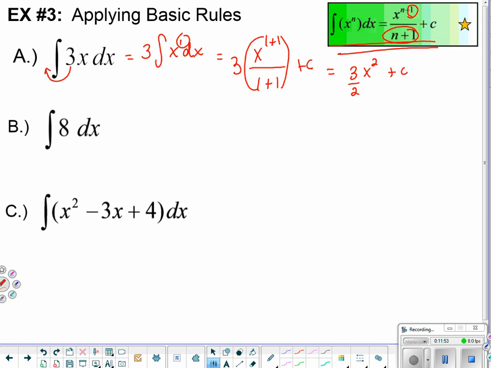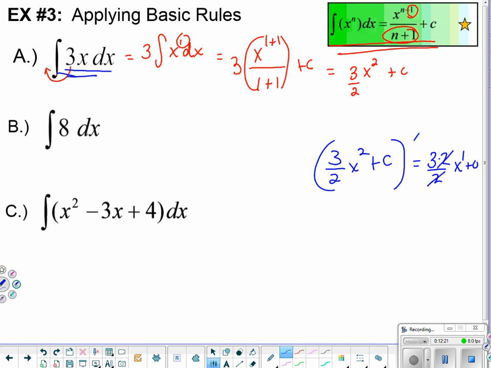Can you check your work? Hey, great question. Why, yes, you can. If I take this and do the derivative on it, I should get back to the integrand. So 2 comes down, cancels with the 2. I reduce my power by 1, so a squaring goes to a first power, and the derivative of a constant is going to be 0. We notice those 2's canceled, and we get 3x. Beautiful.